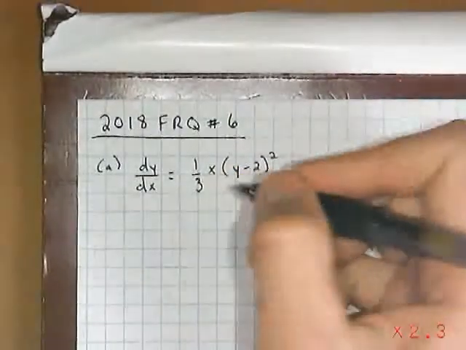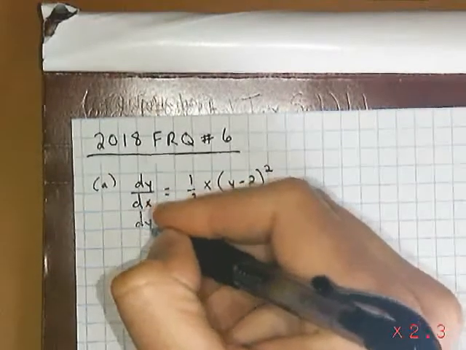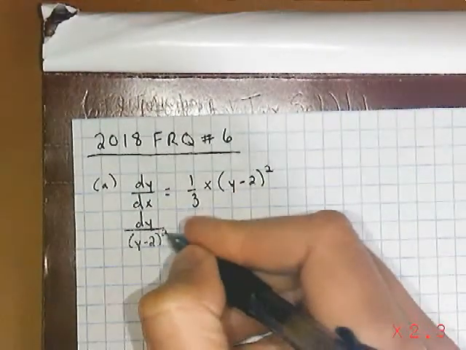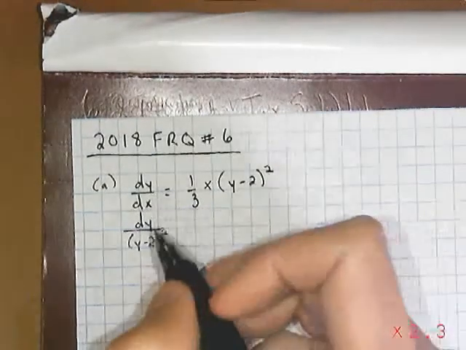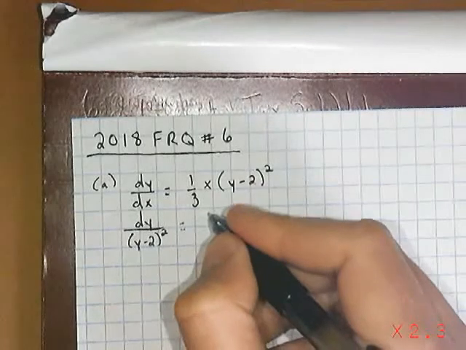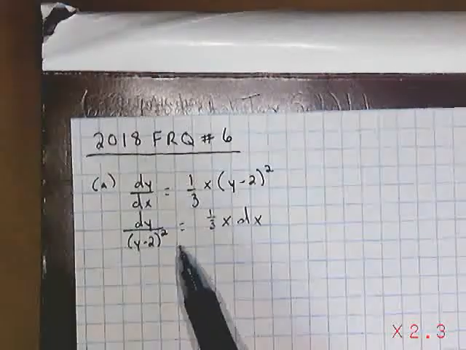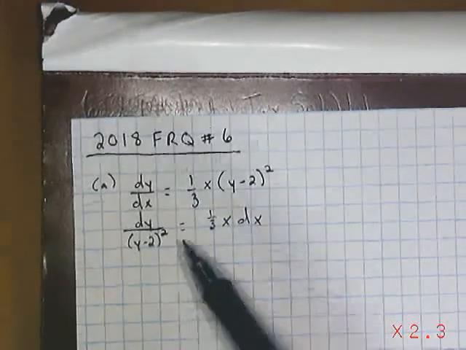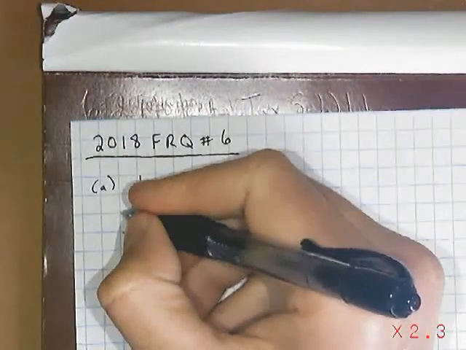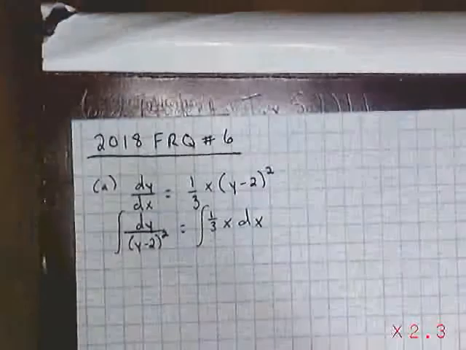So dividing both sides by (y minus 2) squared, we end up with dy over (y minus 2) squared. Multiplying both sides by dx, we then get 1/3 x dx. Okay, so we've successfully separated our variables, and now we're going to take antiderivatives on both sides. Integral symbol, integral symbol. Okay.